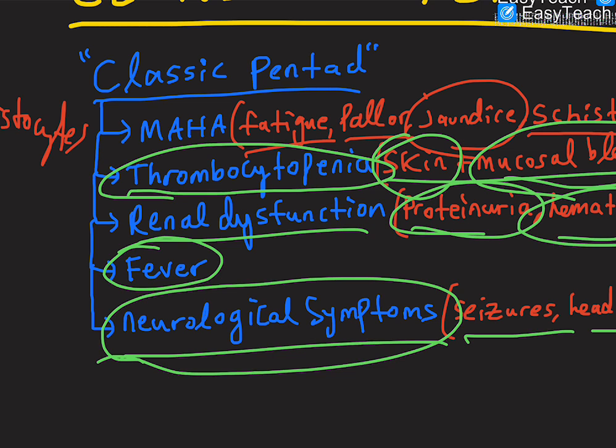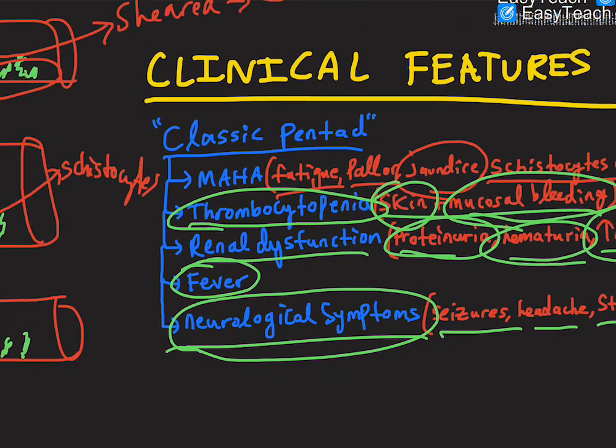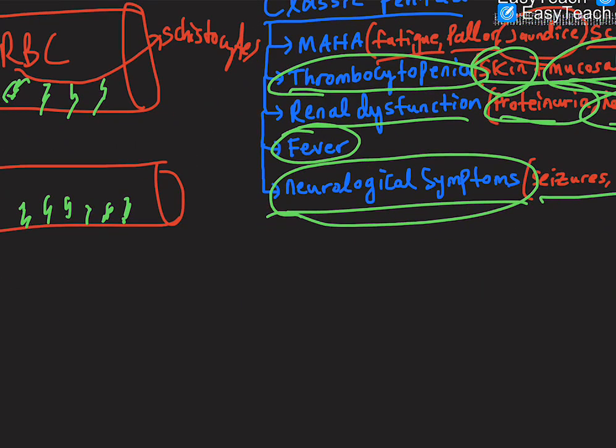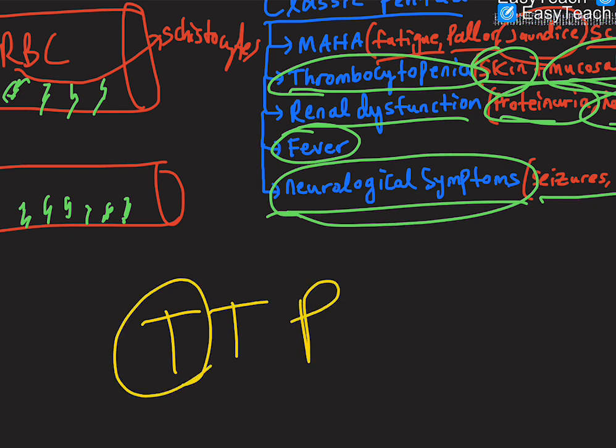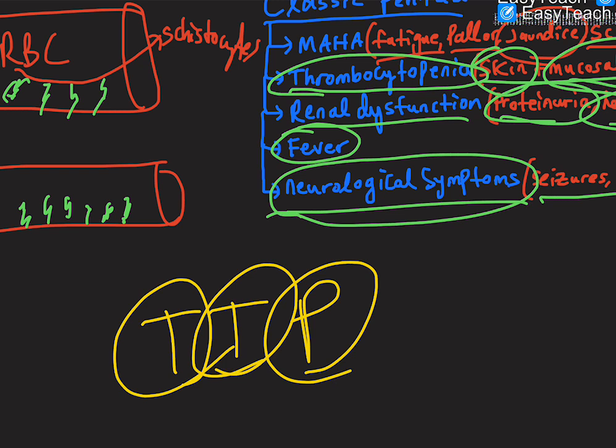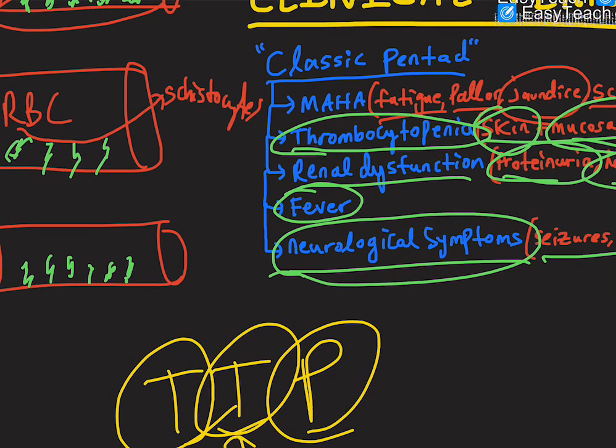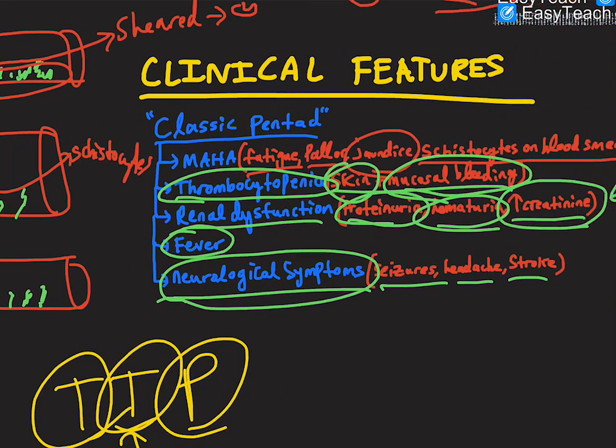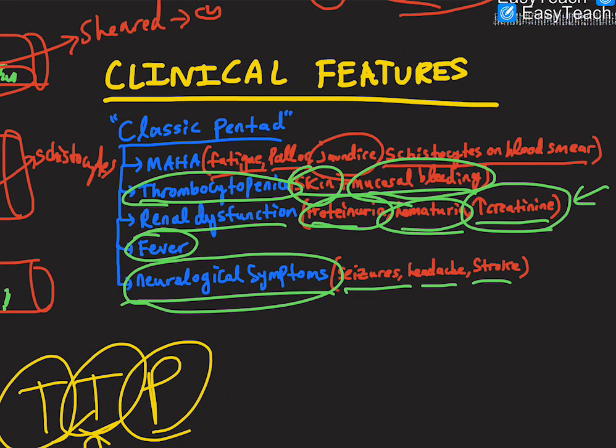thrombotic thrombocytopenic purpura. Even the name gives it away too. Thrombotic, you're forming clots. Thrombocytopenic, due to the formation of those clots you're consuming platelets, so you have a low platelet count, which is thrombocytopenia. And purpura, skin bleeding, as you would see if you had low platelets. So hopefully that all makes sense. Those are the main clinical features we should be familiar with.